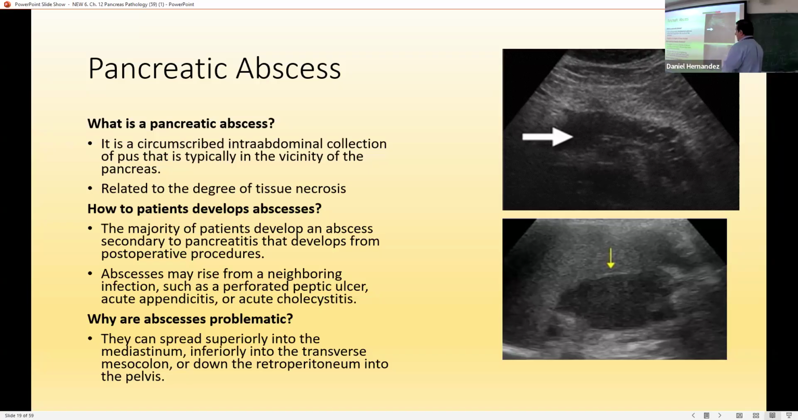So why are abscesses problematic? They can spread superiorly into the mediastinum and inferiorly into the mesocolon or down to the retroperitoneum and into the pelvis. So this is a collection of pus, abscess formation, that could continue to grow and spread. So again, they have to be treated with courses of antibiotics.